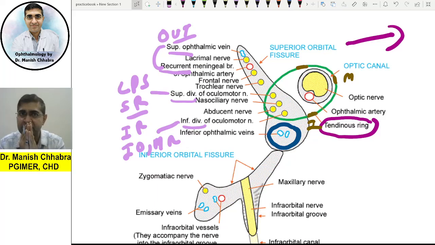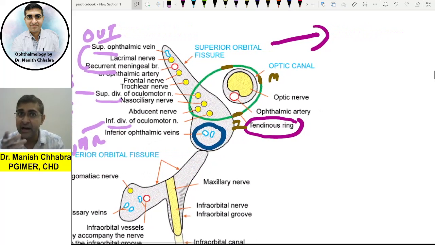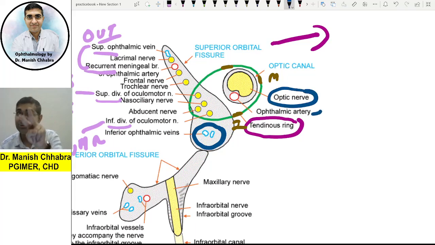Now there is another structure, which is your optic canal. Which nerve passes? Optic nerve passes. Which artery passes? Don't say optic artery, say ophthalmic artery. So two structures are passing.